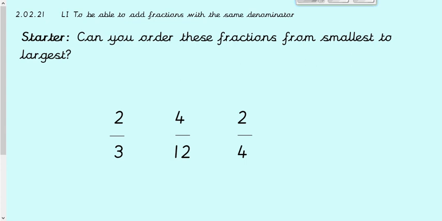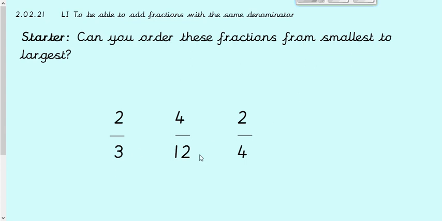Before we go into it, can you have a go at the starter for me? It says, can you order these fractions from smallest to largest? Before you compare them and look at which one's the smallest and which one's the largest, you need to make all the denominators the same, because you cannot compare fractions unless their denominator is the same.